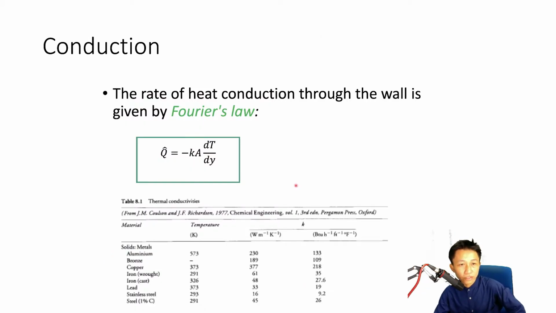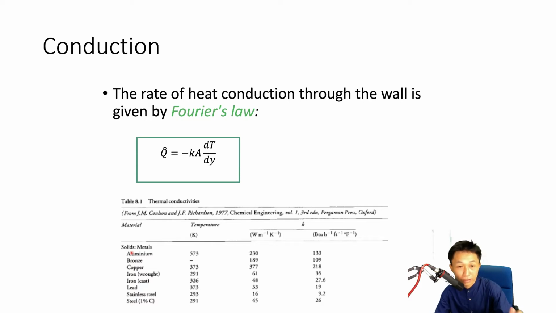For conduction, we require Fourier's law. Q is heat, K is thermal conductivity, and A is area. And this one is your driving force. Again, for heat transfer, the driving force is the temperature change. So we have, from the book, different units of thermal conductivity for aluminum, for example, and iron, and this is related to the solid wall, as I mentioned before.